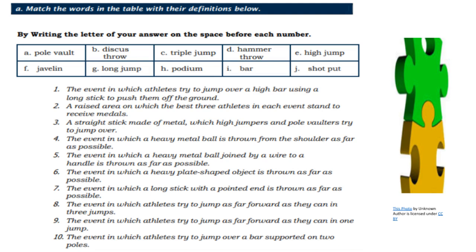8. The event in which athletes try to jump as far forward as they can in 3 jumps. 9. The event in which athletes try to jump as far forward as they can in 1 jump. 10. The event in which athletes try to jump over a bar supported on 2 poles.